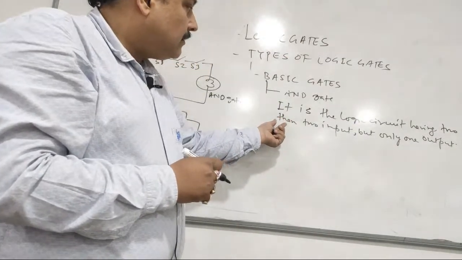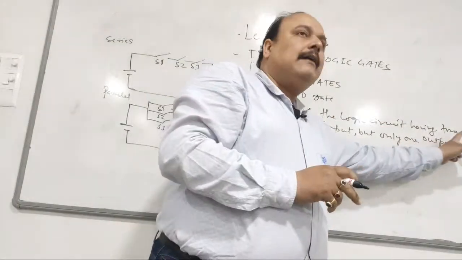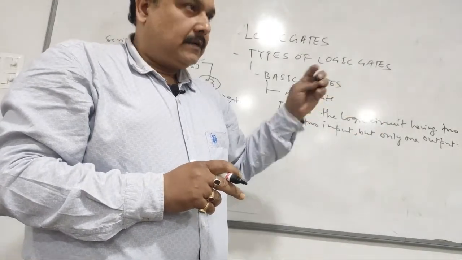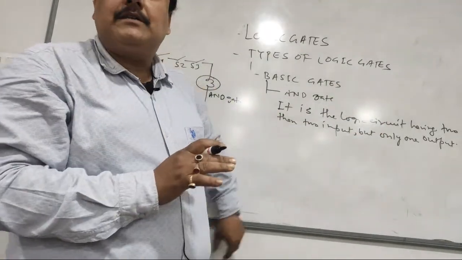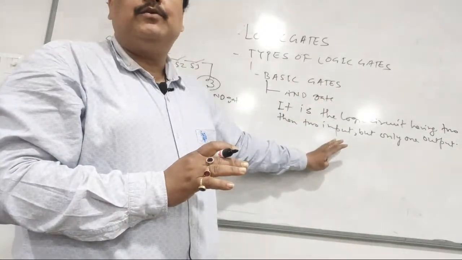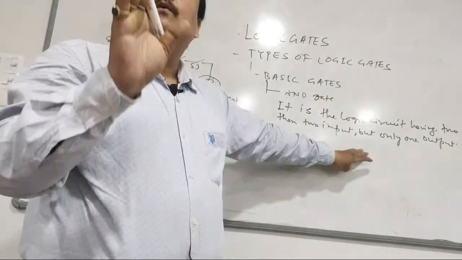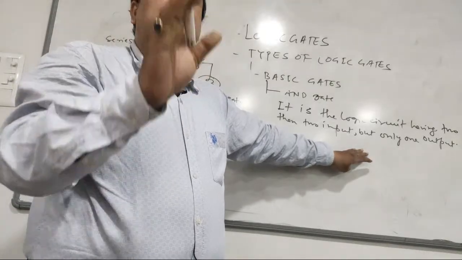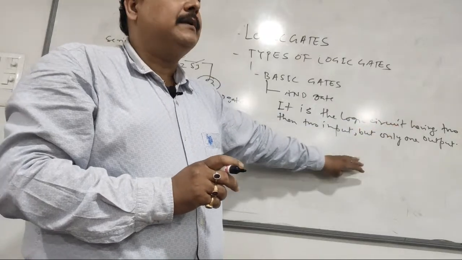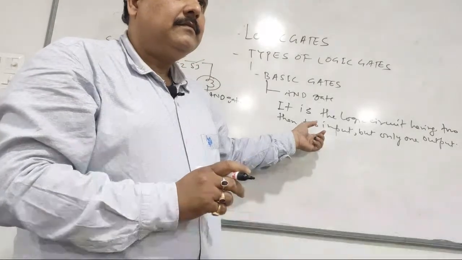So what is your second sentence? What do you think? First of all we define, and after that we discuss the characteristics of all gates. So first is the definition. Is the first sentence clear to you? It is the logic circuit having 2 or more than 2 inputs, but only 1 output. That means whenever you design the truth table, you have to consider the input as well as the output, because you have to represent the relationship in tabular form.